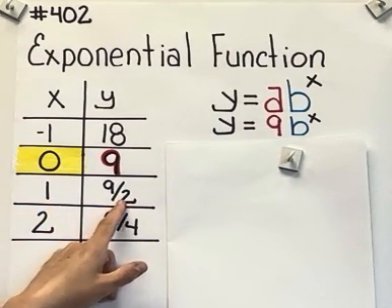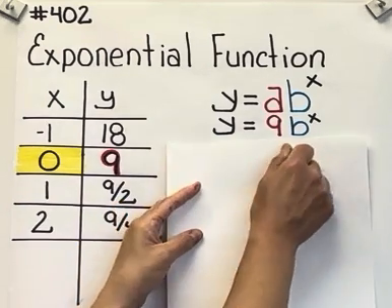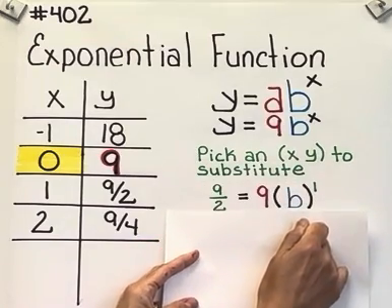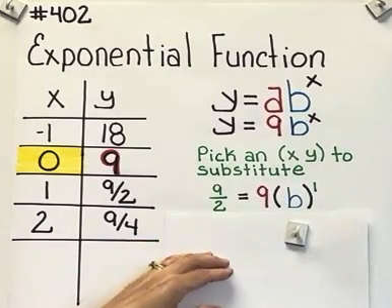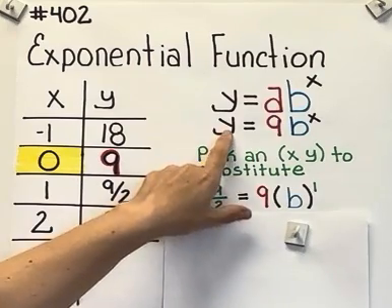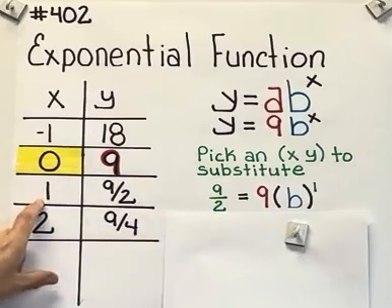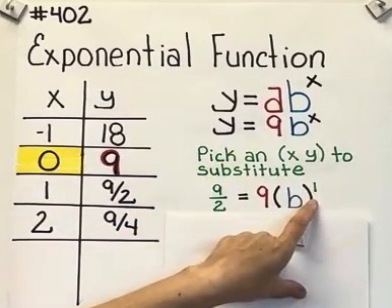I would personally go with whichever point seems the easiest, and in this case, I believe that to be 1 comma 9/2, because 1 is usually an easy number to work with. So notice I'm going to go in, and I used an x y. I'm going to replace the y value with 9/2, and then I replace the x with 1.